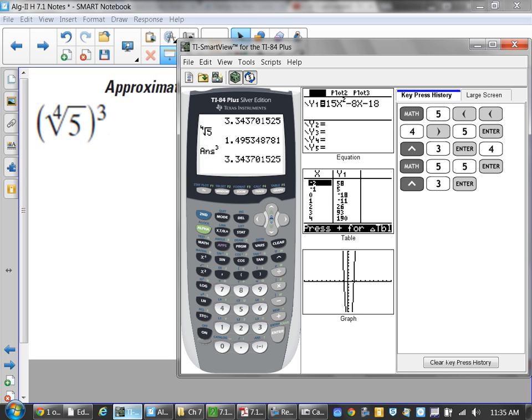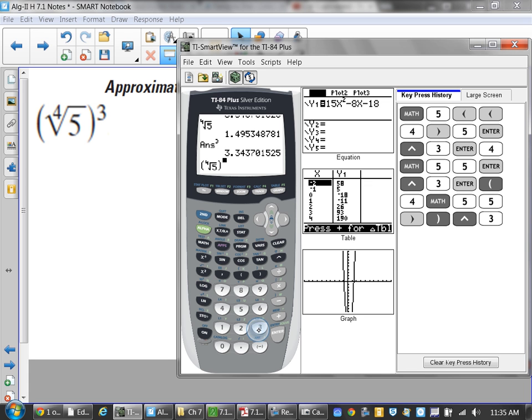you start the problem with a parenthesis. And then you do the same thing: 4, math, 5. Close the parenthesis to the third. And you can type it exactly the way that it looks. There's a couple ways of going about it.